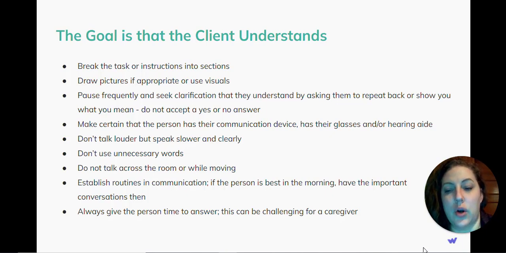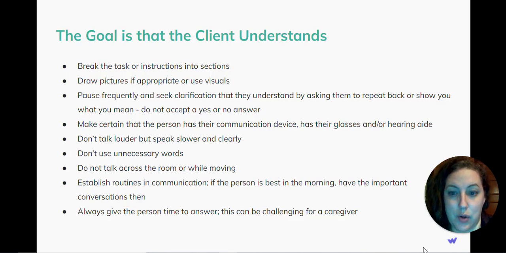Break the task or any instructions into sections. Draw pictures if appropriate and use visuals. Pause frequently and seek clarification that they understand by asking them to repeat back or show you what you mean. Don't accept a yes or no answer. Make certain that the person has their communication device, such as their glasses or their hearing aids. Don't talk louder, but speak slower and clearly.